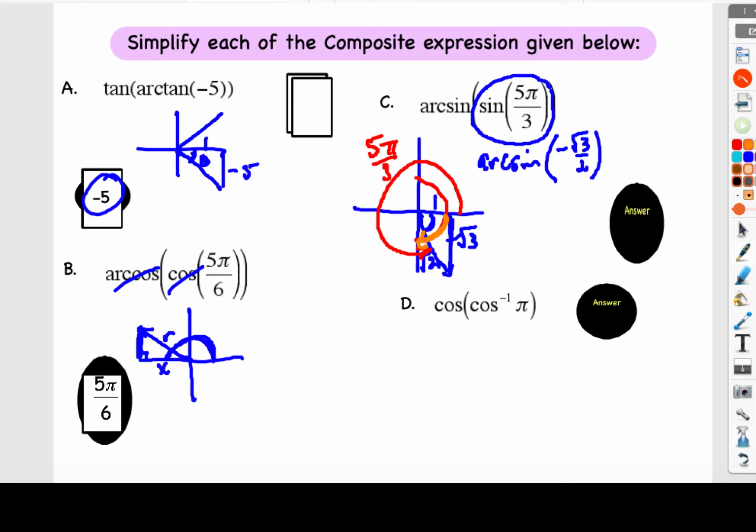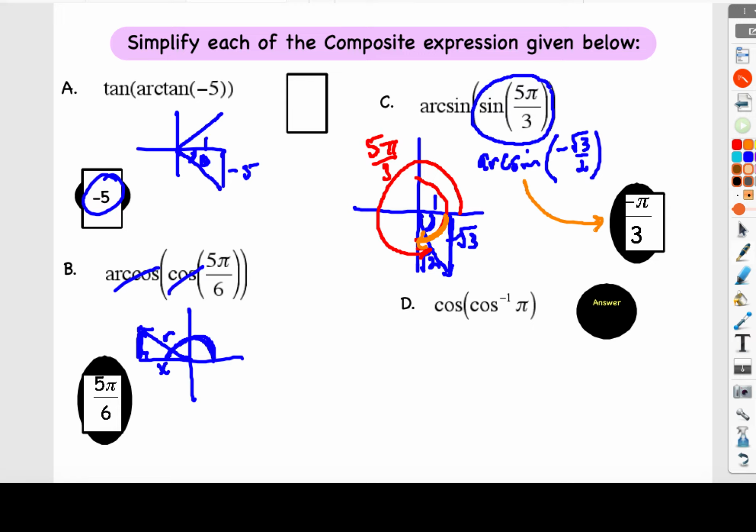So instead of 5 pi over 3, our answer to this one is actually going to be negative pi over 3. We want to go directly to our answer. Arc sine has to go directly downwards to the angle. So the answer can't be 5 pi over 3. It has to be negative pi over 3.